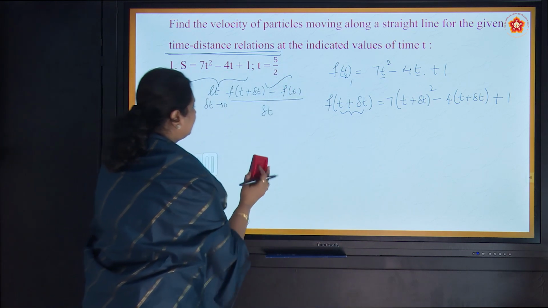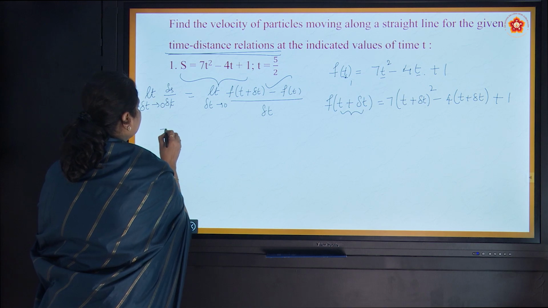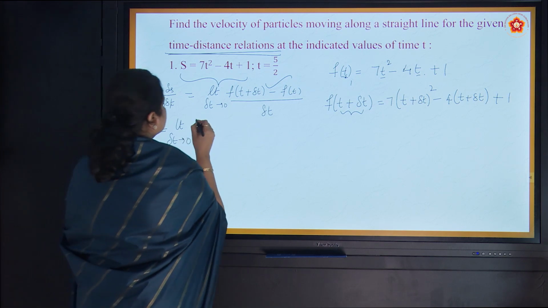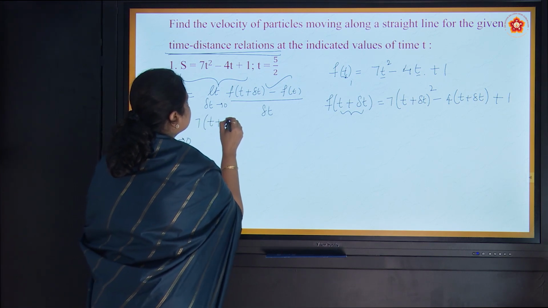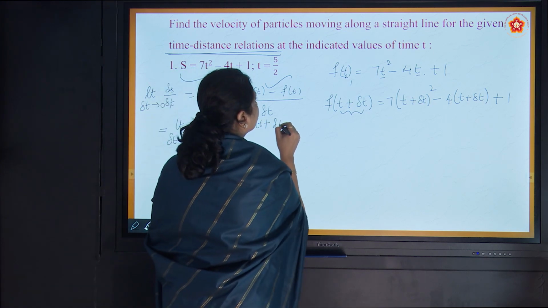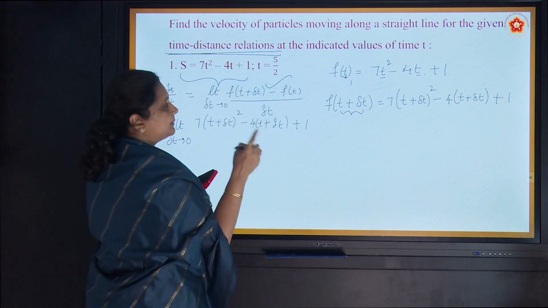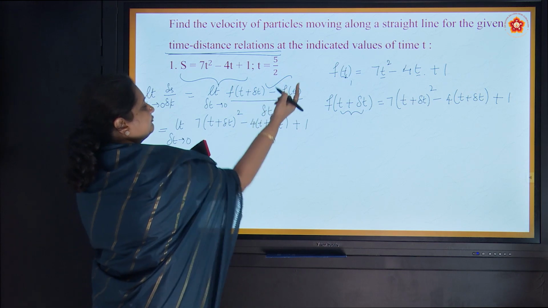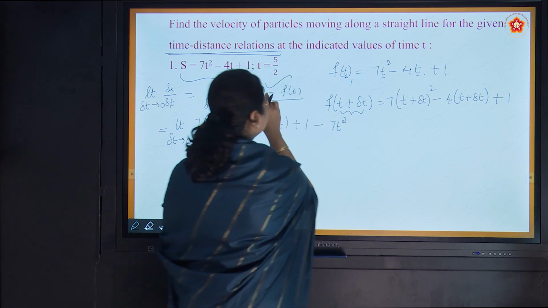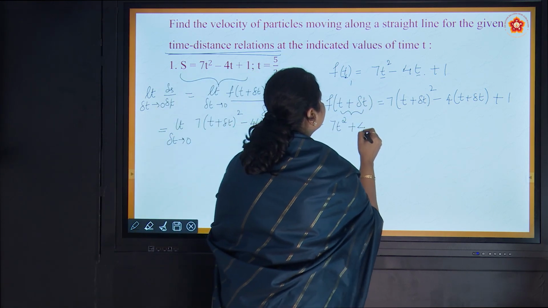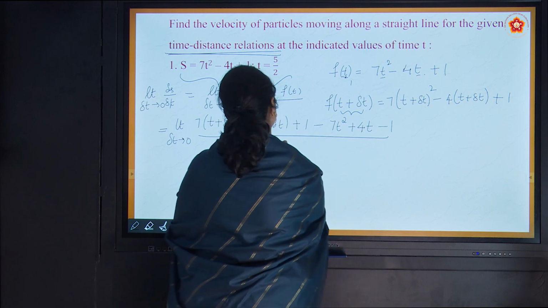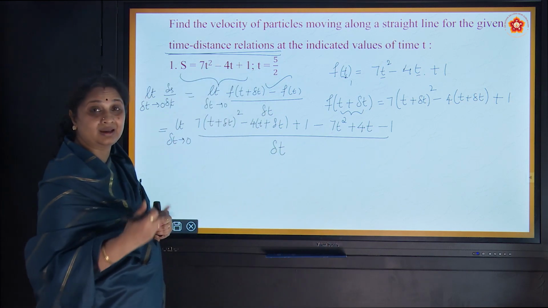Okay, now let's replace whatever we have. So this is going to be equal to limit delta t tends to 0, 7 into t plus delta t the whole square minus 4 into t plus delta t plus 1. That is my f of t plus delta t. Then minus f of t is there. So let me replace my f of t now. Since it is after a minus, I'm going to change the signs of every term that follows. I'm sure you all would know this. Divided by delta t.